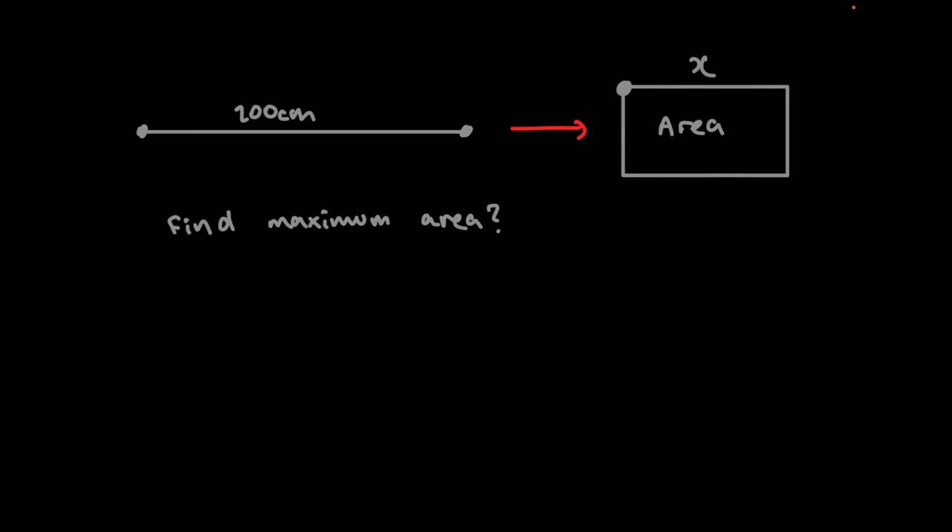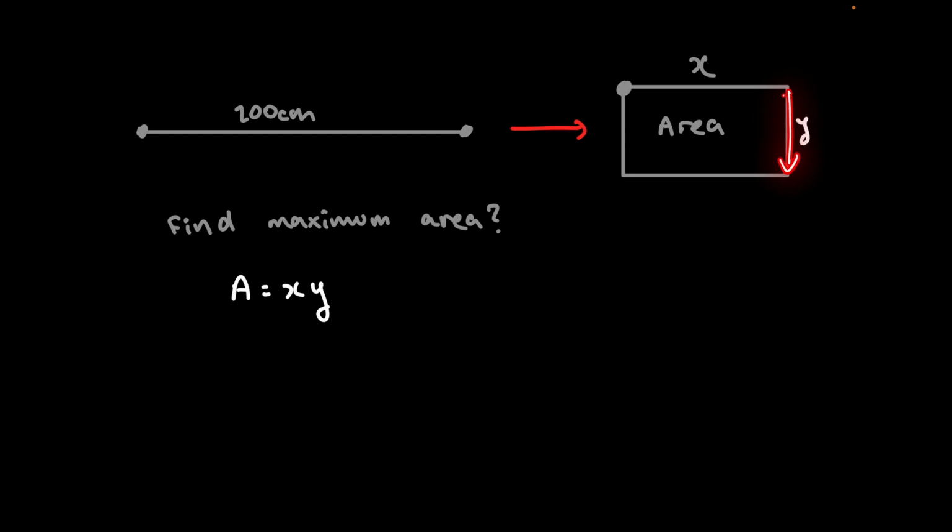So the first thing we're going to do is generate an equation to work out what the area is, in terms of this value x. So if we have an area function in terms of x, we can then use calculus to find the maximum area. So the first thing we can recognize is the area is simply x times y, and I'm going to label this side length here as y.